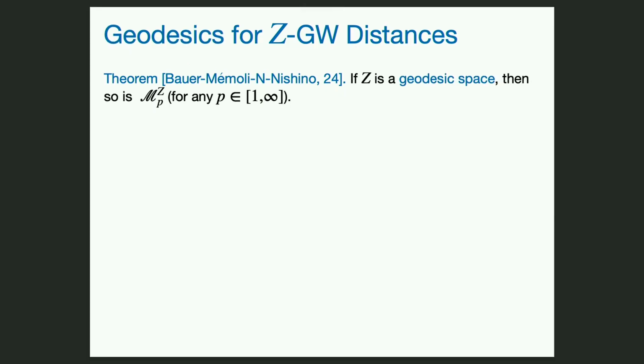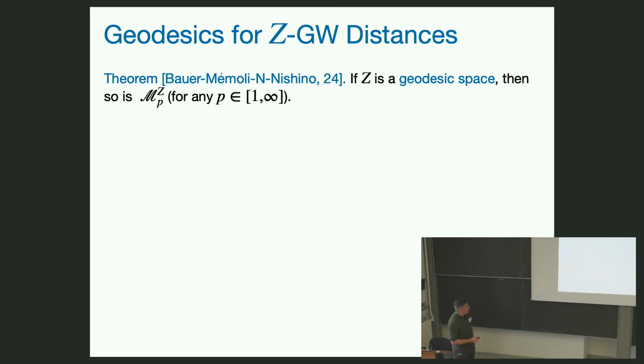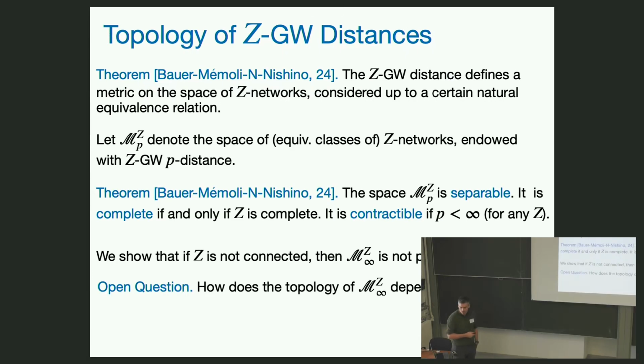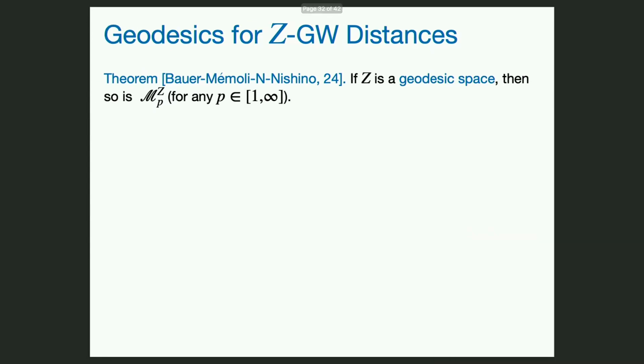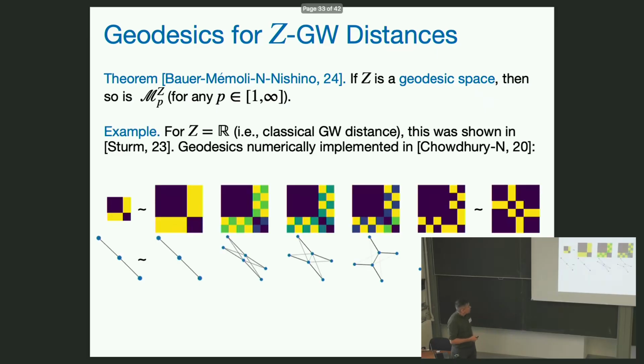Right, and then we think about geometric properties of the space of Z networks. We show that if Z, the target space for the kernels, is a geodesic space, then so is the space of Z networks. And this is for any P, even P equals infinity. So once again, illustrating the subtlety of this previous problem. So if your target is geodesic, then you get path connected, for example. So what does this look like?